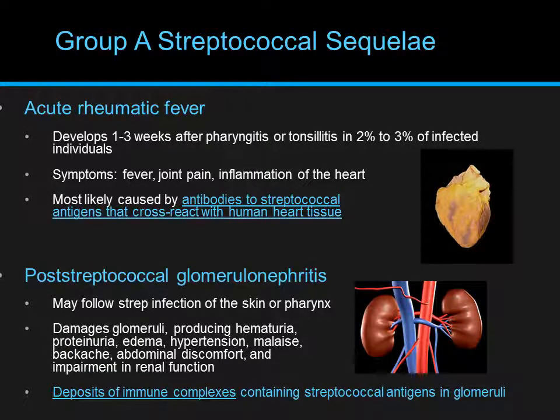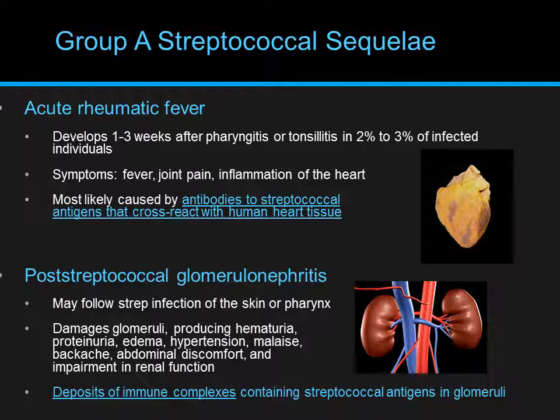The other type is post-streptococcal glomerulonephritis, excuse me. This involves the kidneys, whereby immune complexes are deposited. They kind of get stuck, if you will, in the renal glomeruli and clog it up. And so it damages the glomeruli, leading to urinary results: proteinuria, hematuria, edema, hypertension, etc.